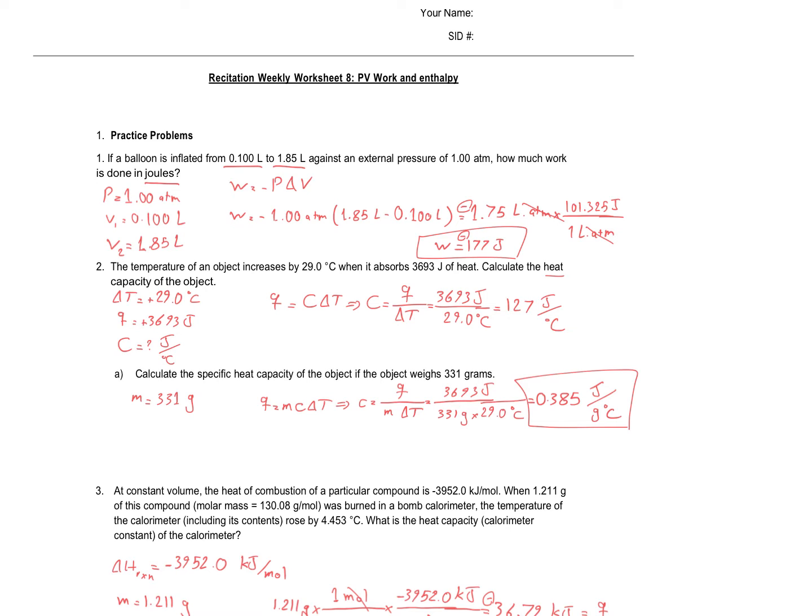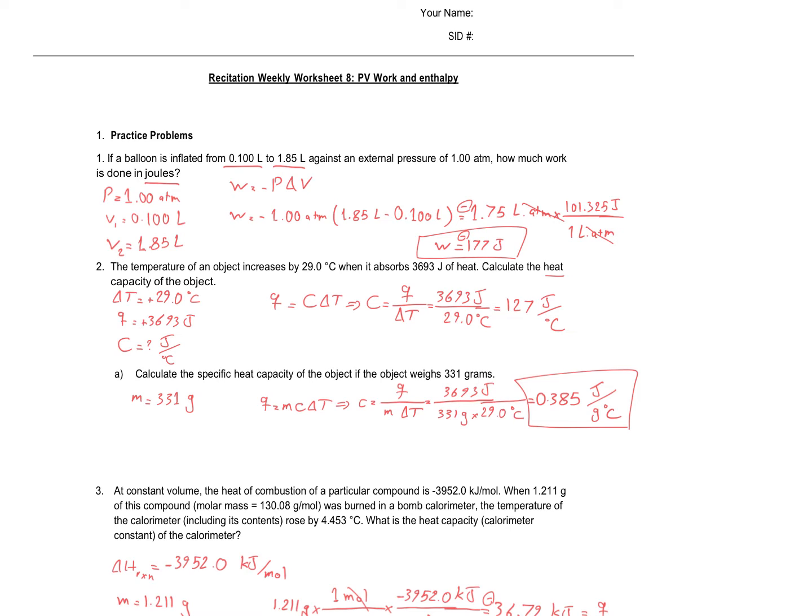Calculate the heat capacity. I talked about the difference between heat capacity and specific heat capacity. Heat capacity could be for any amount of mass, but a specific heat capacity is for just a gram by 1 degree Celsius. So if you have heat capacity, Q is C delta T. There's no M in it. So to find the heat capacity, C is Q over delta T, and you just plug in the numbers and get the heat capacity, which is 127, and the unit is joule per degree Celsius.